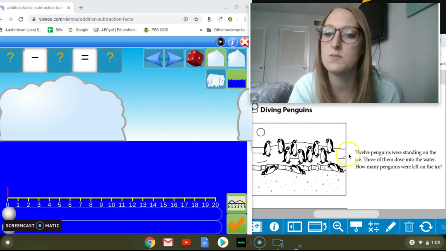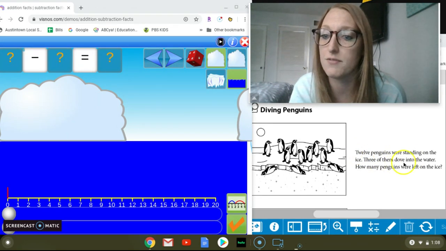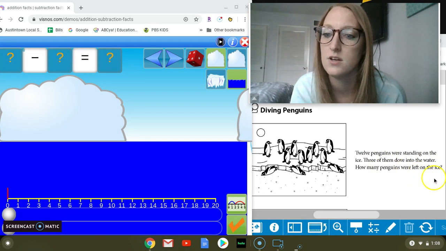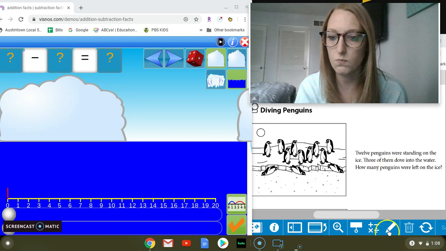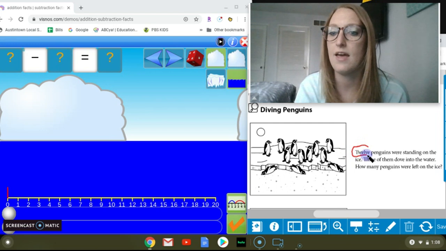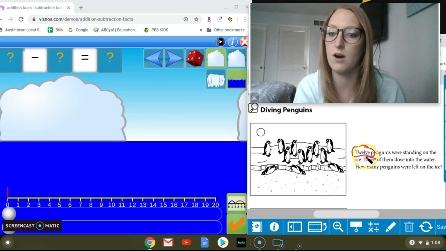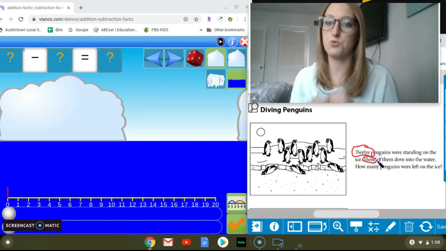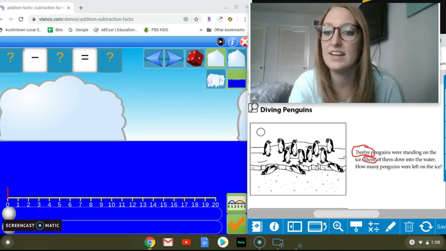So let's see. This story problem says 12 penguins were standing on the ice. 3 of them dove into the water. How many penguins were left on the ice? So let's just think about the story problems. We start with how many? We start with this lovely number of 12, okay? And then it says 3 of them dove into the water. So we have 12 and 3 dive in. So is it 12 plus 3 or is it 12 minus 3? It is going to be minus.